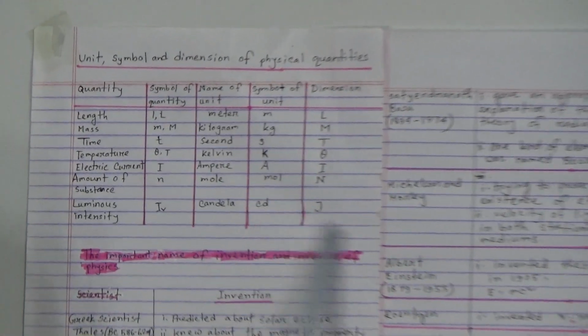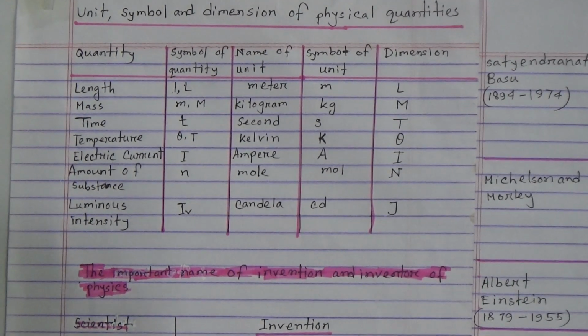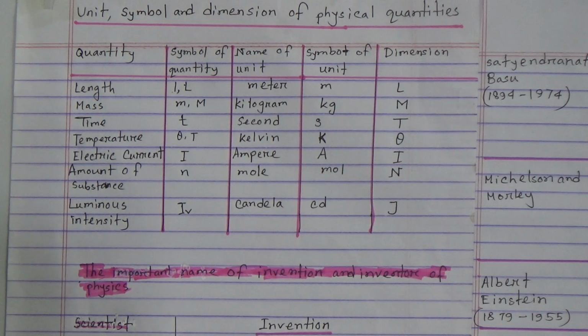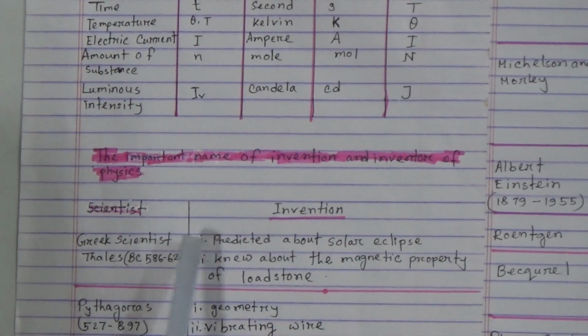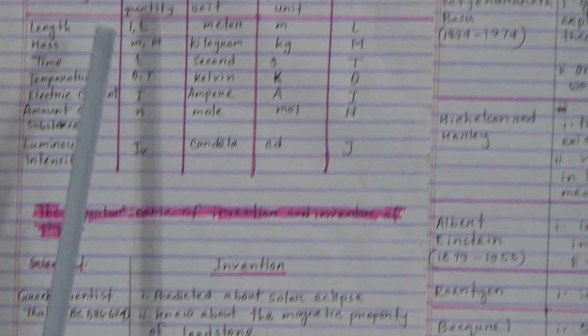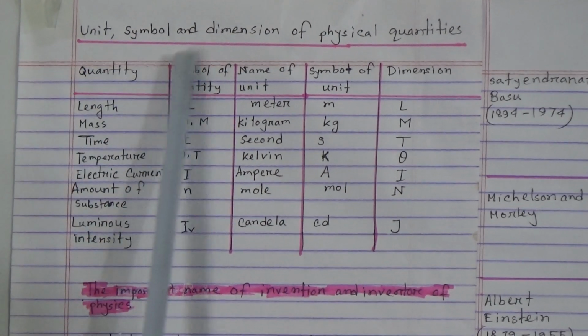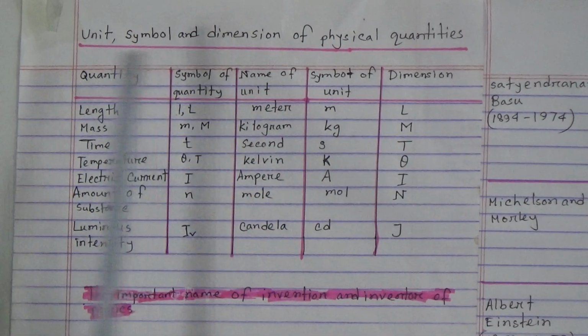I have given this topic in our previous class, but today I'll summarize it again so that you can memorize it properly. Okay, now let's start our class. Unit, symbol and dimension of physical quantities.